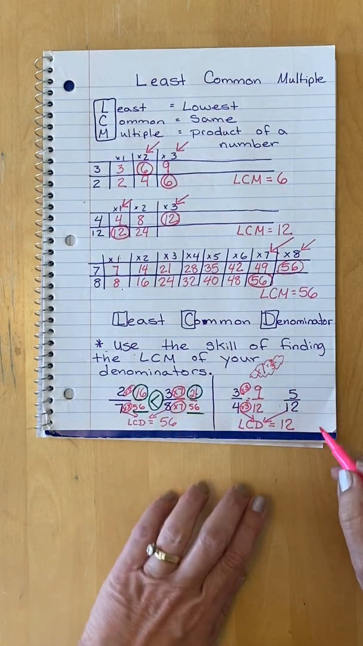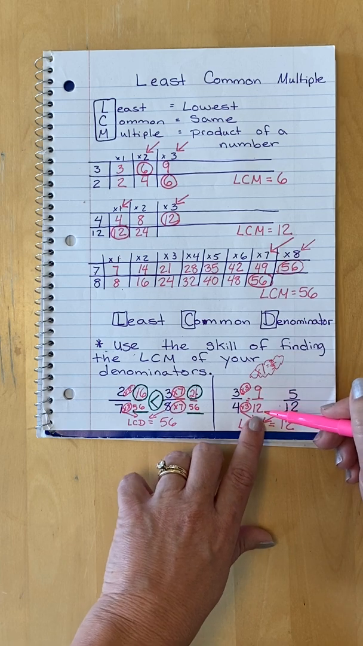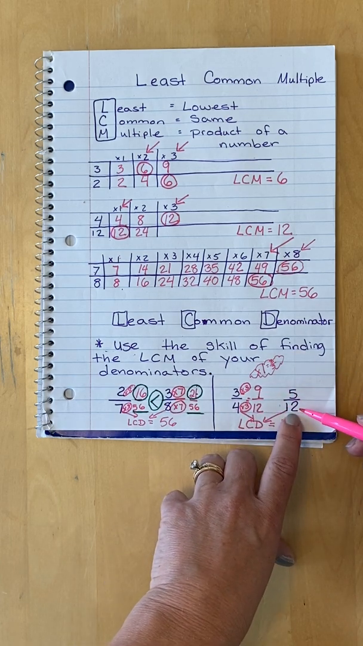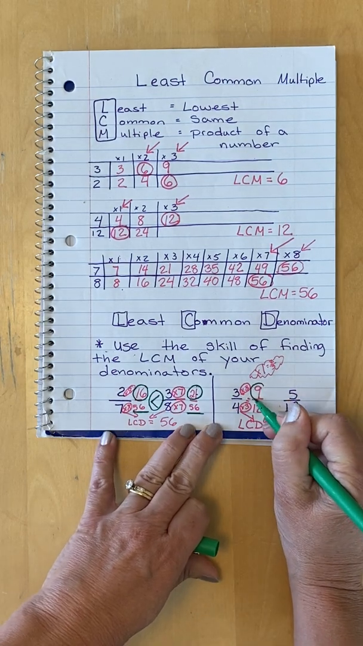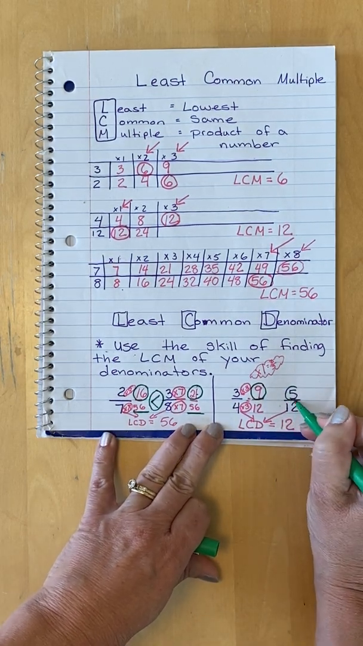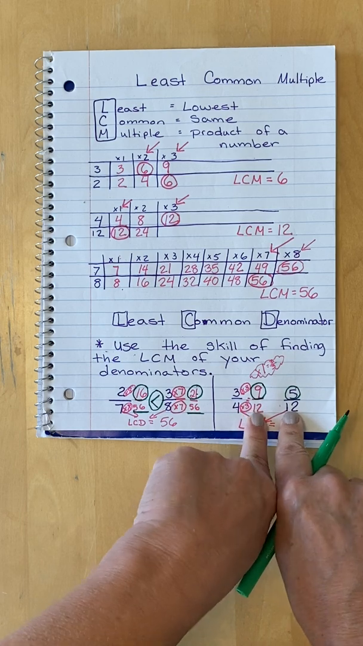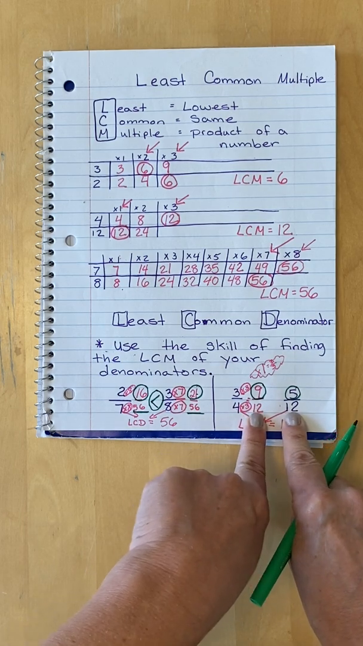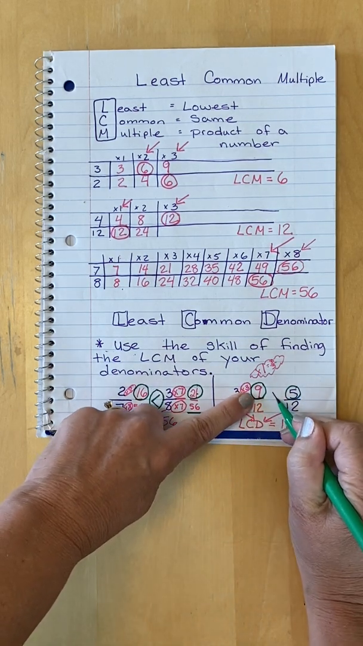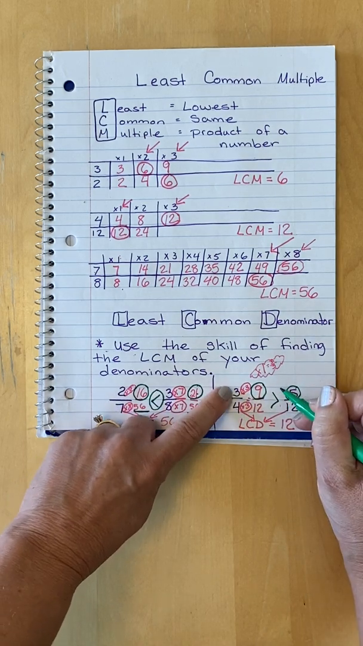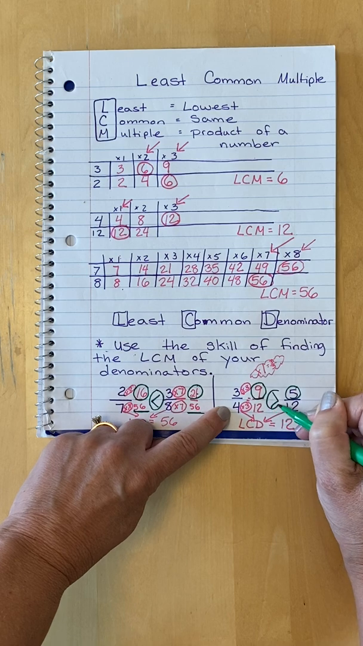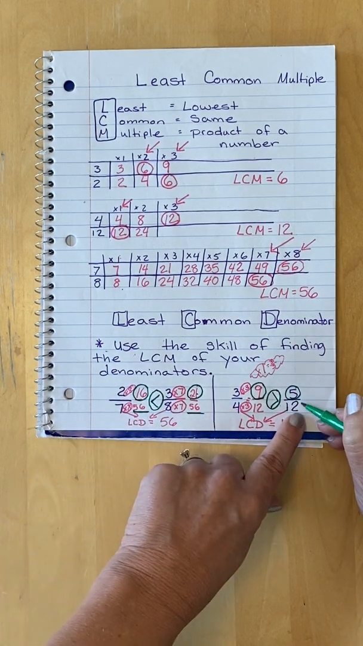So now I can compare 9/12 to 5/12. So 9 is more pieces than 5. 12 tells me they're all the same size. So 9/12 is greater than 5/12. So that means 3/4 is greater than 5/12.